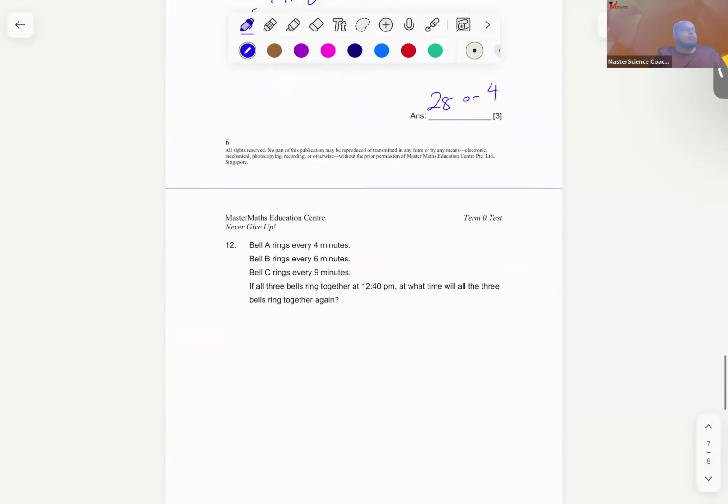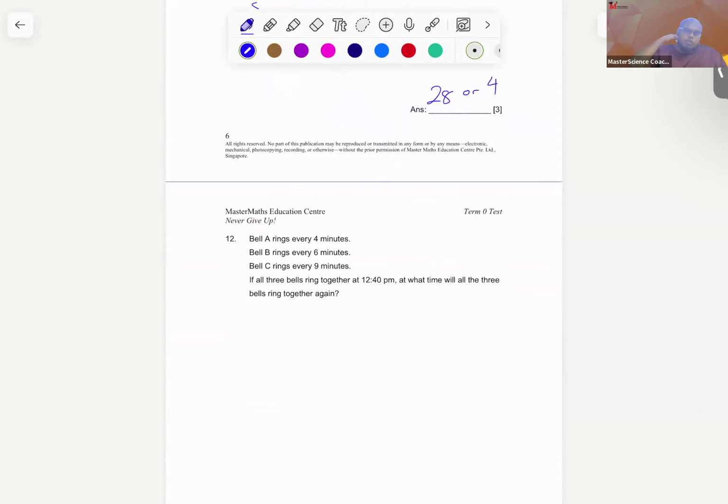Now, let's go to question 12. Okay, question 12. I think this one I mentioned before, right? When they put every, it's like 4, then plus 4, then plus 4, then plus 4, plus 4, right? When you plus, plus, plus, are you going to keep on adding or are you going to list down the multiples instead? Multiple, okay?